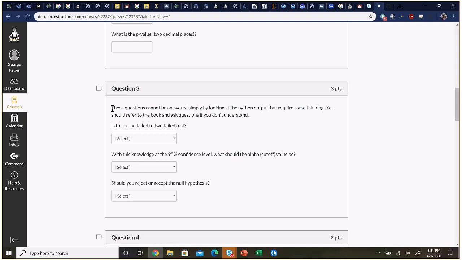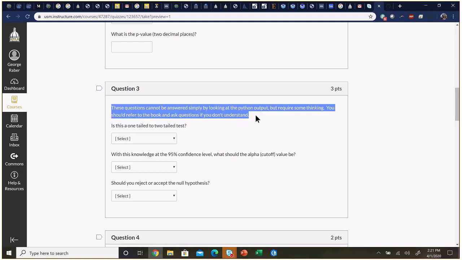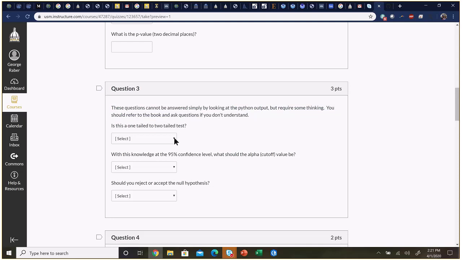Okay, so these are more thinking questions, but I made a multiple choice, so it'll be a little bit easier. These questions can't be answered by simply looking at the Python output, but they require some thinking. So you can refer back to the book, you can refer to the video, you can even ask me questions if you don't understand. So is it a one-tailed or two-tailed test? So you have to answer.